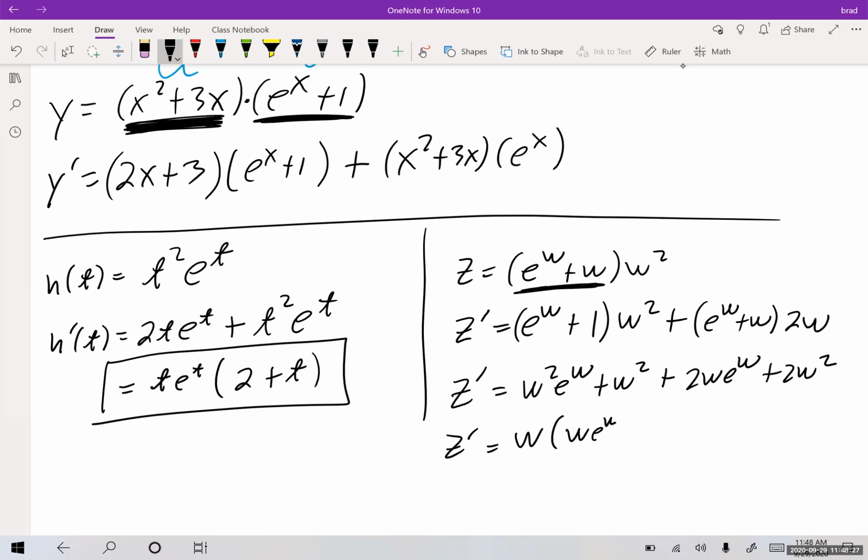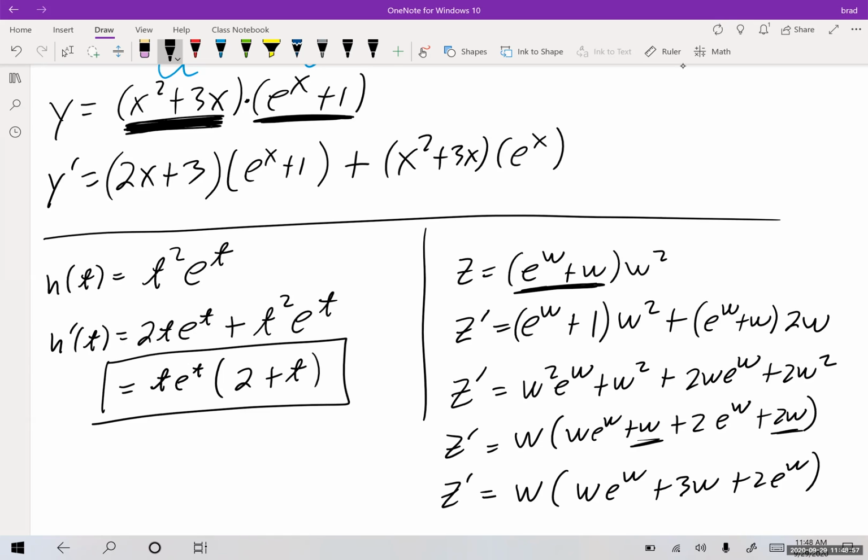So it looks like we can factor a w out at best. So this will be w e^w plus w plus 2e^w plus 2w. I think that's it. Yeah, I don't see anything else that can be cleaned up. Oh, this w and this w. Yeah, so I could clean that up a little bit, I believe, unless I made a silly mistake. This would be w e^w plus 3w plus 2e to the w, okay? So as you can see, we still have to do a lot of factoring in algebra in our answers, okay? But that is the product rule, okay?